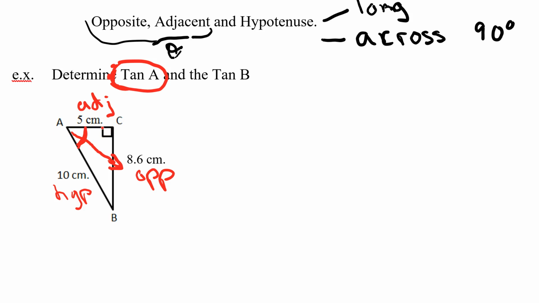So I've labeled my triangle with hypotenuse, opposite, and adjacent. Then I've got to pull out my tan formula. Tan of the angle, and I know the angle this time, it's A, so instead of theta, I'm going to write down tan A equals the opposite divided by the adjacent.